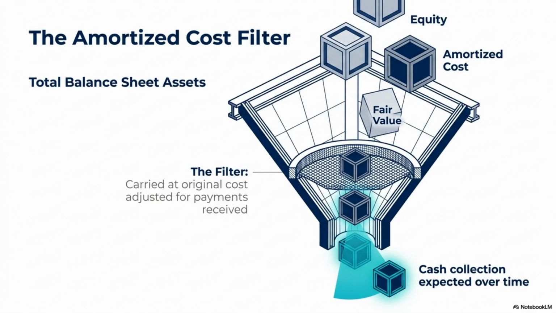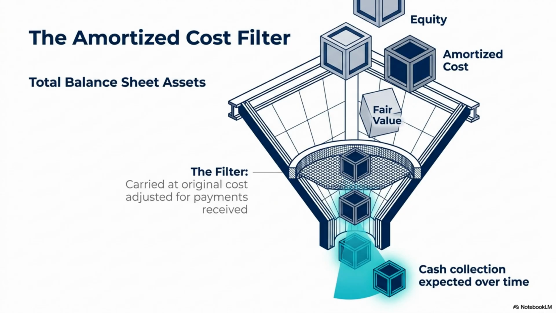Assets flow in from the top. The filter has one criterion: is this asset carried at amortized cost? That means the company holds the asset at its original cost, adjusted for any payments received, and expects to collect cash over time. Assets measured at fair value pass straight through the filter untouched. Assets carried at equity also fall outside. Only assets that sit at amortized cost and rely on future cash collection land inside the CECL scope.